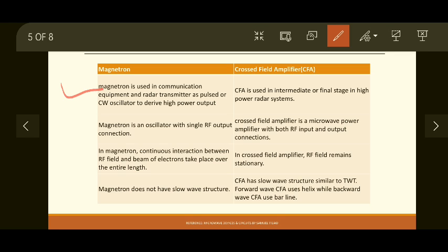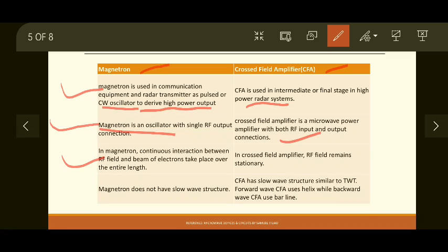First one, magnetron is used in communication equipment or a radar transmitter as a pulsed oscillator to derive high power output. Whereas CFA is used in the final stages of high power radar systems as an amplifier. This is oscillator and this is amplifier. Second, magnetron is an oscillator with a single RF output connection, because oscillators may not require input, whereas CFA has both input and output connections, because it is an amplifier.